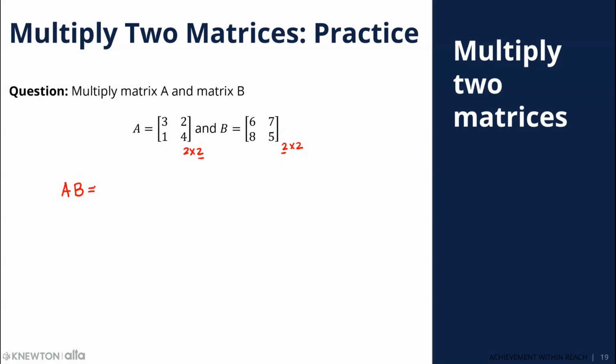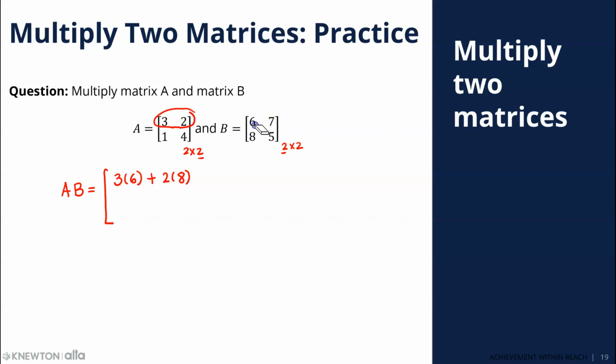Now, to get the product AB, all you need to do is multiply the entries in row 1 of A by the first column entries in matrix B. So you multiply corresponding entries. So 3 times 6, and then add this to the product of 2 times 8. That is your first row, first column entry in the product AB.